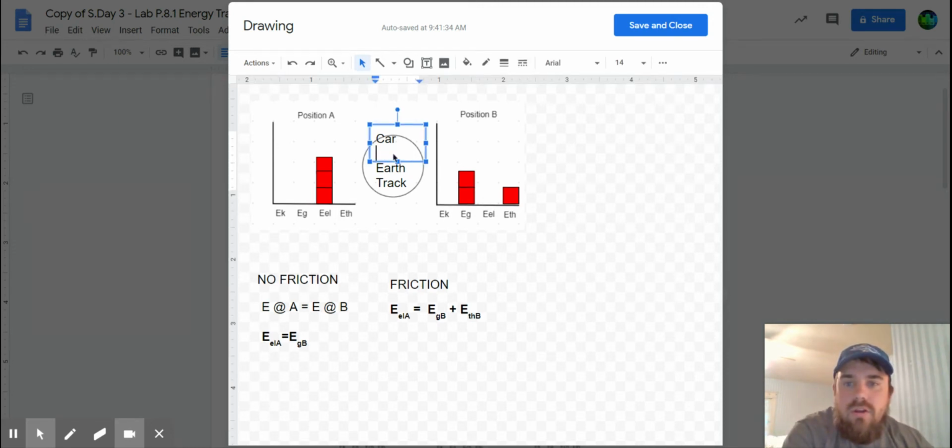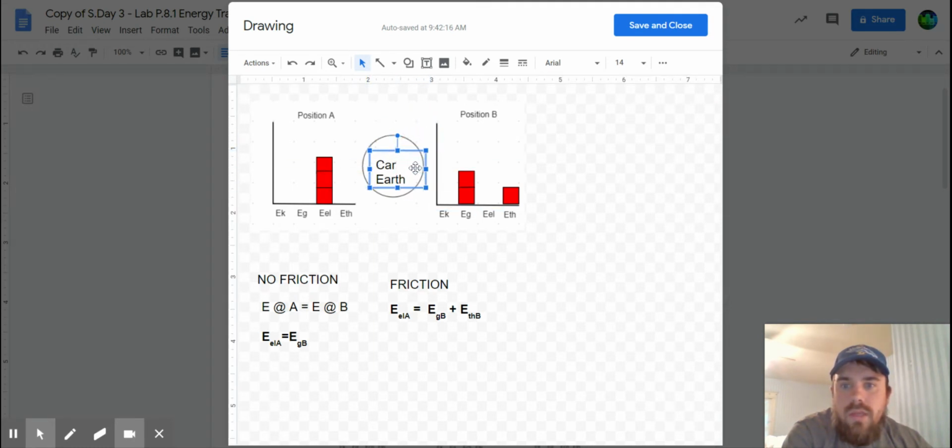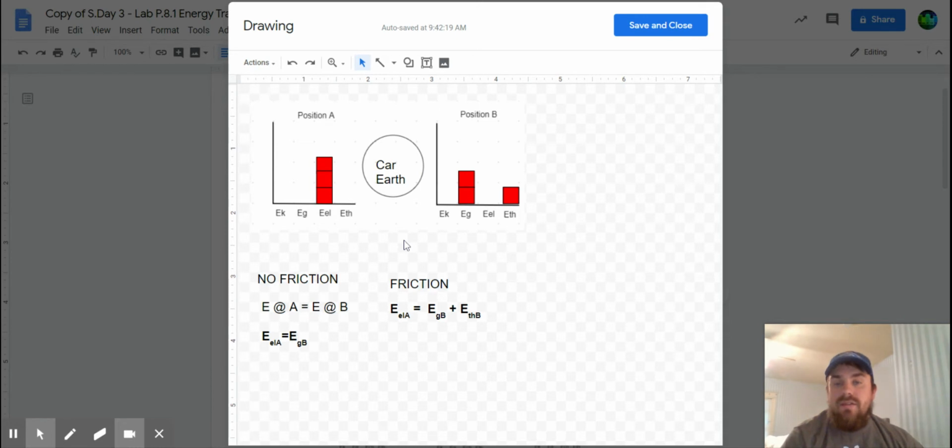So it says to only include in this problem the car and the earth in the system. Okay, so that's going to change things a little bit. So now that I've gotten rid of the spring and the track from the system, that means I'm not accounting for friction. So it's going to look more like this equation. In other words, there's not going to be any thermal energy at B. So we know that. So I'll go ahead and move that out of the way.